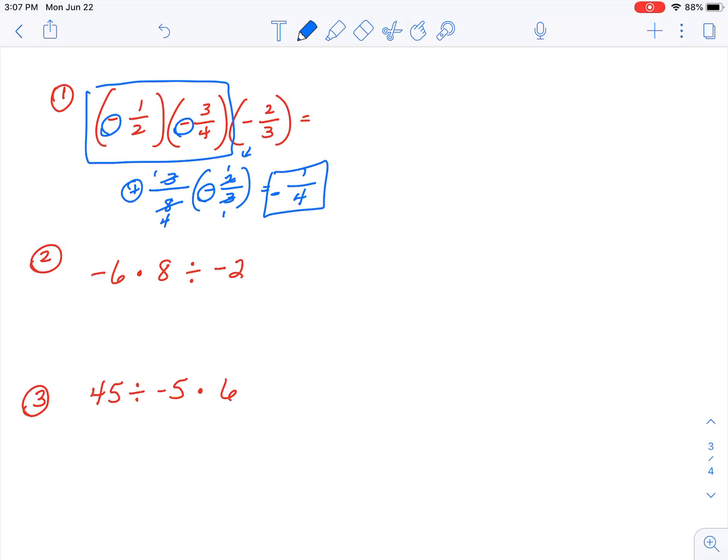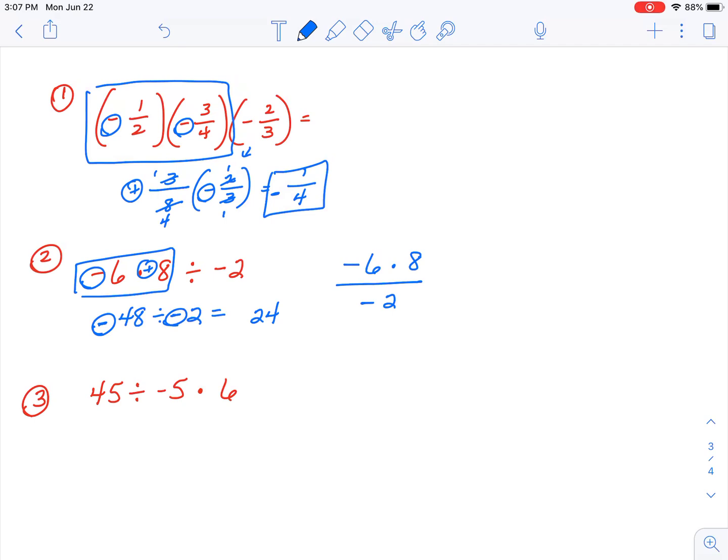Number 2 and 3, order of operations. When you've got both multiplication and division, you go from left to right. Another way you might have seen this same problem written would have been like that. So I'm going to multiply first here. 6 times 8 is 48. A negative times a positive is a negative 48. Divided by a negative 2. 48 divided by 2 is 24. Negative divided by negative makes that a positive 24.